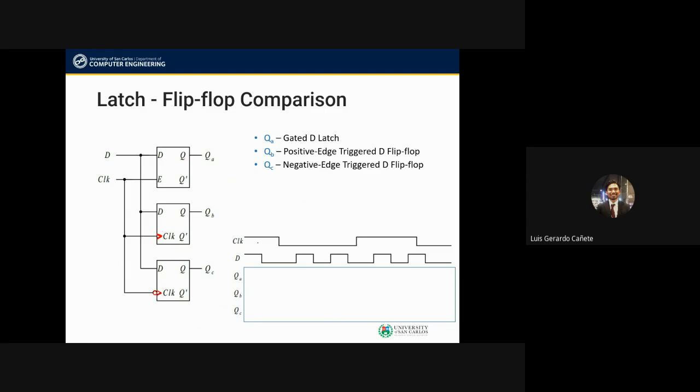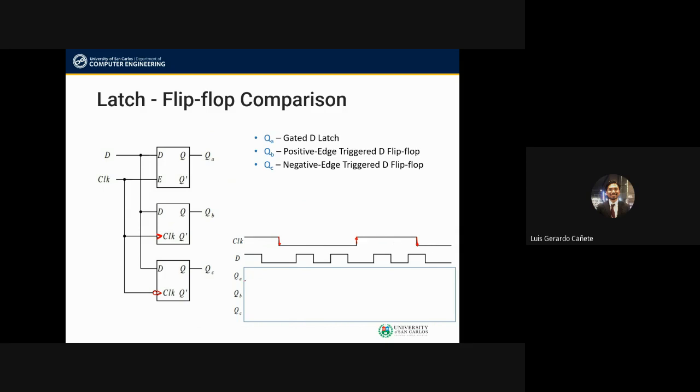So let's try to see the difference in the outputs, given that we have this clock and we have D right here. And notice we must always take note of the transitions. So this one is a falling edge. This one is a rising edge. This one is a falling edge, right? This one is a level 1. This one is 0. This one is level 1. This one is 0.